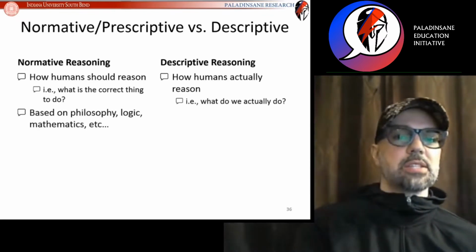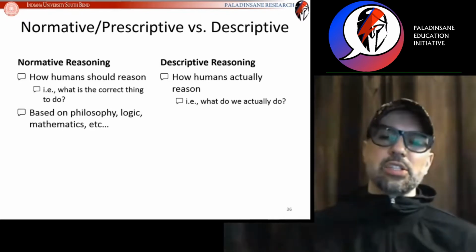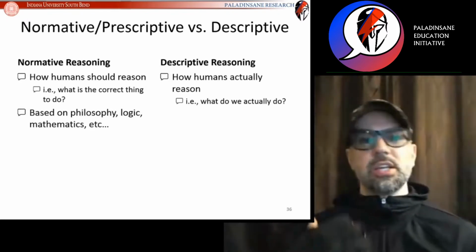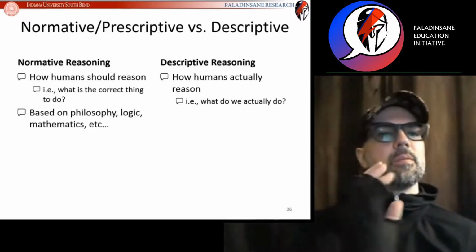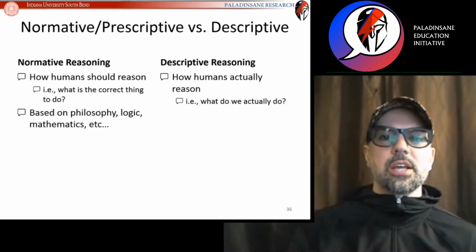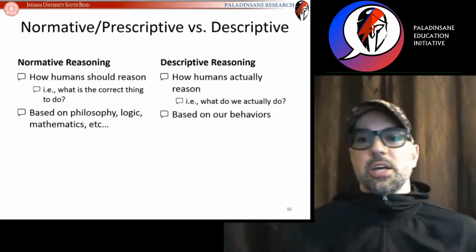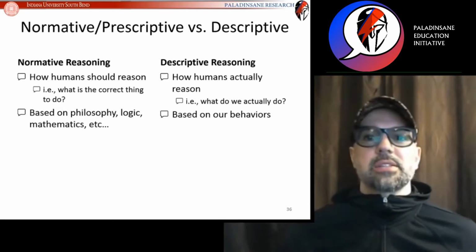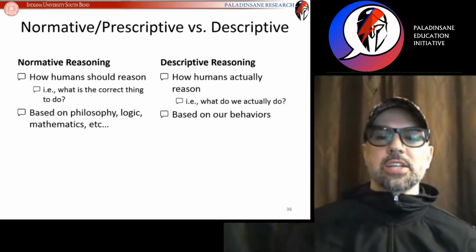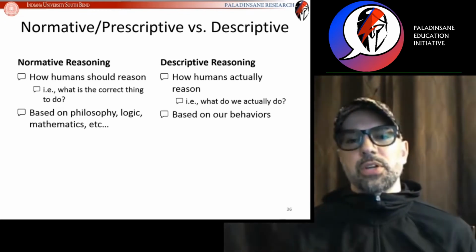Normative reasoning was based on philosophy, logic, mathematics, thinking, deduction, induction, rules of logic. That's where normative reasoning comes from. Descriptive reasoning just comes from what we actually do. It's based on the behaviors that we actually produce.